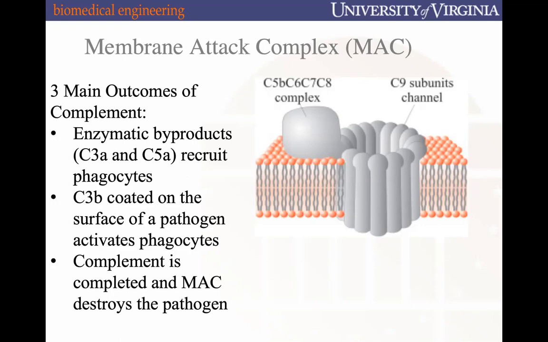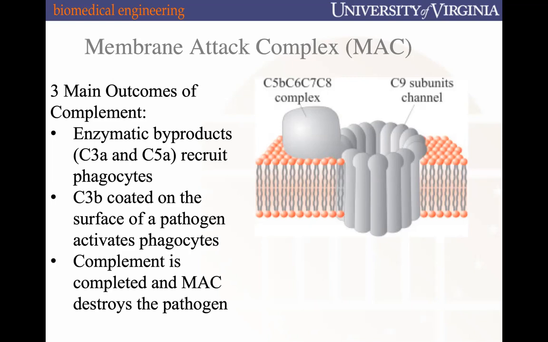Another outcome is that, as I mentioned before, C3b is becoming littered on the surface of this pathogen, and our immune cells have receptors for C3b. So these receptors become activated by C3b and trigger phagocytosis in some of these innate immune cells.